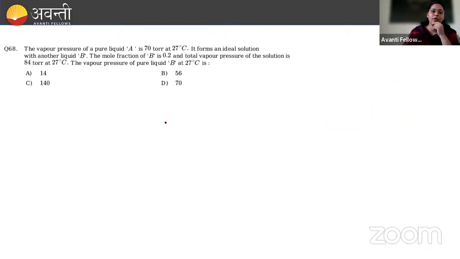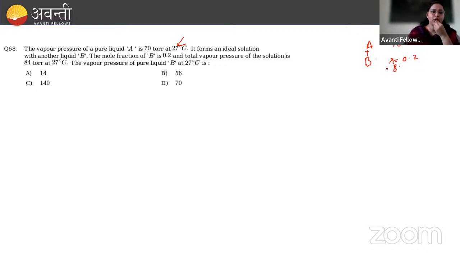The vapor pressure of a pure liquid A is given, that is what? 70 torr. Okay, that is at around 27 degrees Celsius, means 300 Kelvin. It forms an ideal solution with another liquid B. So A is forming an ideal solution with liquid B. The mole fraction of B is given, that is what? 0.2. Okay, mole fraction of B is given, that is 0.2.